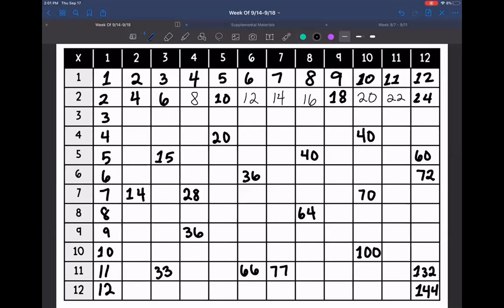All right, so it is 22. Then my threes. 3 times 2, 6. 3 times 3, 9. 3 times 4, 12. 3 times 5, 15. 3 times 6, 18. 3 times 7, 21. 3 times 8, 24. 3 times 9, 27. 3 times 10, 30. 3 times 11, 33. And times 12, 36. Okay.